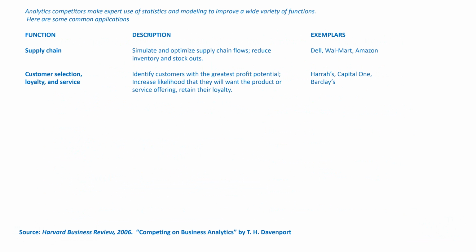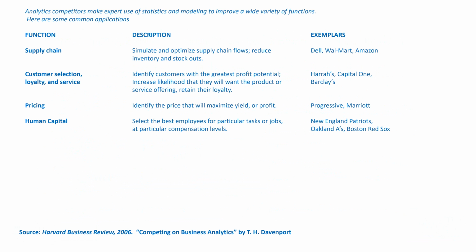For customer selection, loyalty, and service, we see Harrah's, Capital One, and Barclays Bank. So what they do is they identify the customers with greatest potential for profit and increase the likelihood that they will want the product or service offering. So basically they are trying to retain that customer who will have a good profit potential for the future and retain their loyalty. In terms of pricing, we see the car rental company Progressive and the hotel chain Marriott. So what they do is they identify the price that will maximize the yield or profit.